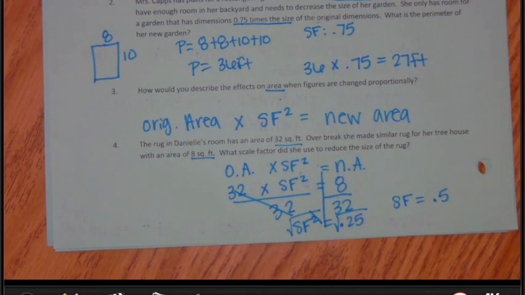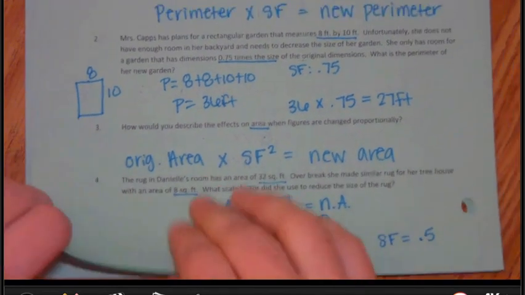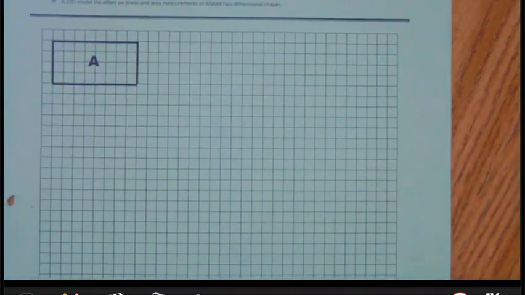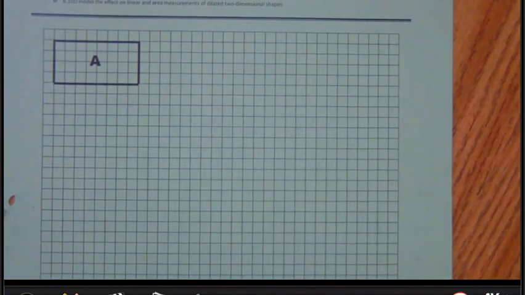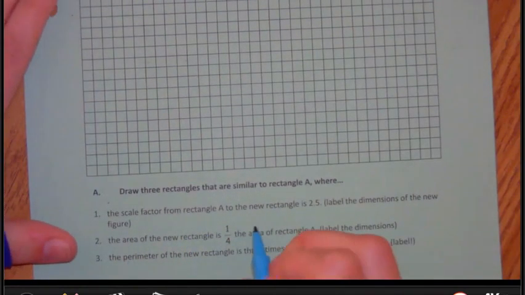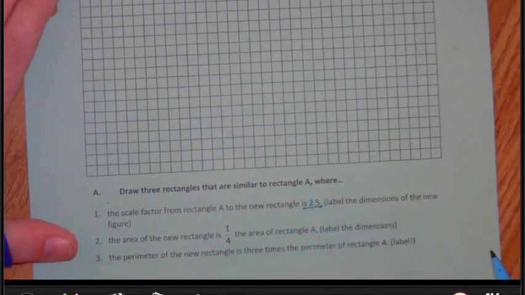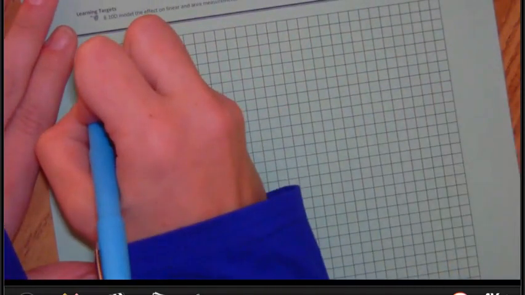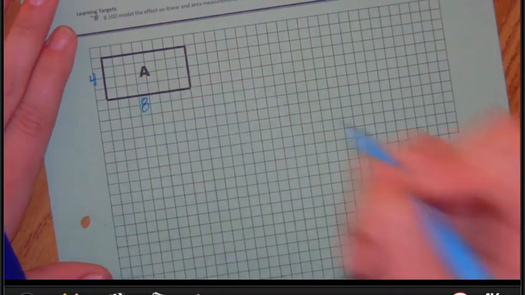All right. Let me get a new copy here because I messed up the other page. Now we're going to go back to this page right here. I have a figure A, and I'm going to do a couple of extra drawings on it. The scale factor from rectangle A to the new rectangle is 2.5. Label the dimensions of the new figure. Well, the height is 4 and the width is 8.